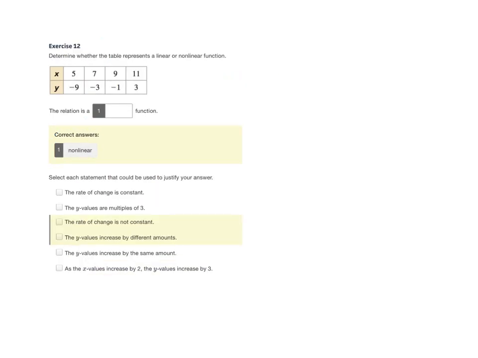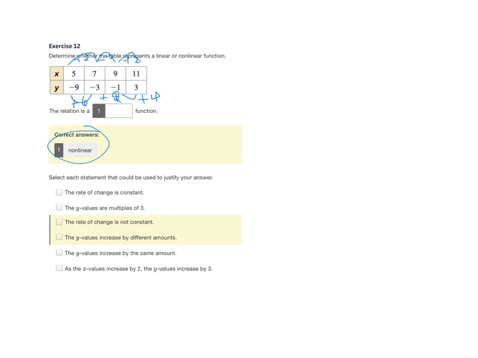Exercise number 12. We're looking at the x, and it's going up +2, +2, +2. So it's increasing by 2. The y is, what is that? No, it's adding 2, excuse me. -3 to -1 is adding 2. And then it's adding 4. This is non-linear, right? Which statement could be used to justify your answer?